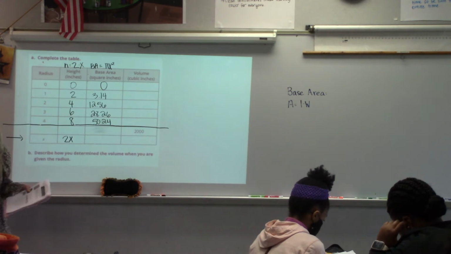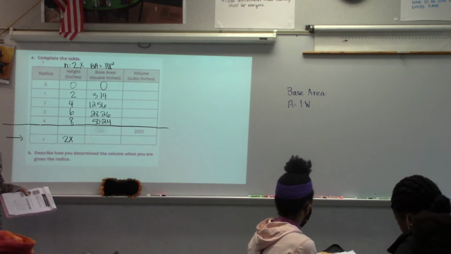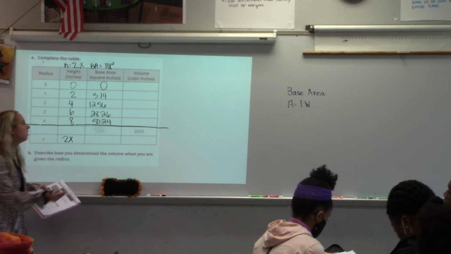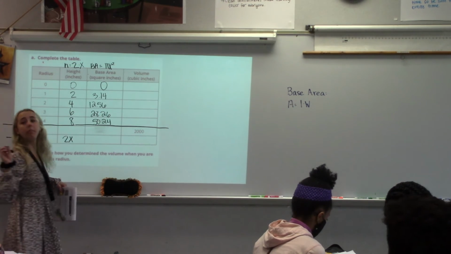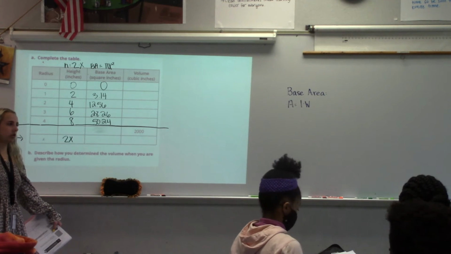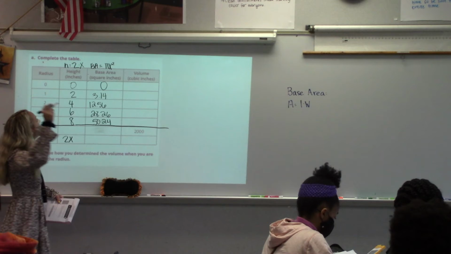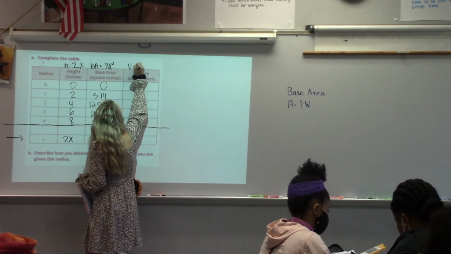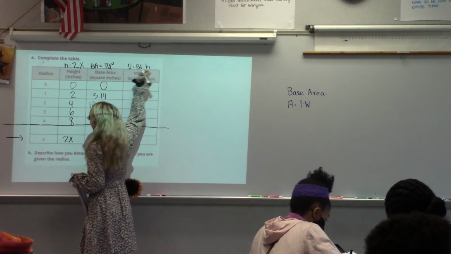Okay? Then, how do you calculate volume? Base times base area. Height times base area. Yeah, the base area times the height. Where does that come from? The book. Okay. So, volume equals the base area times the height.